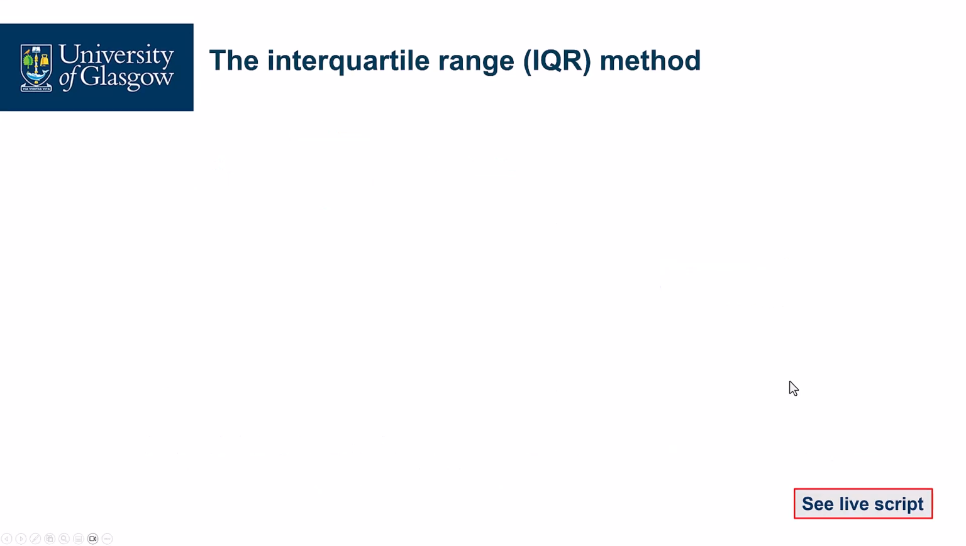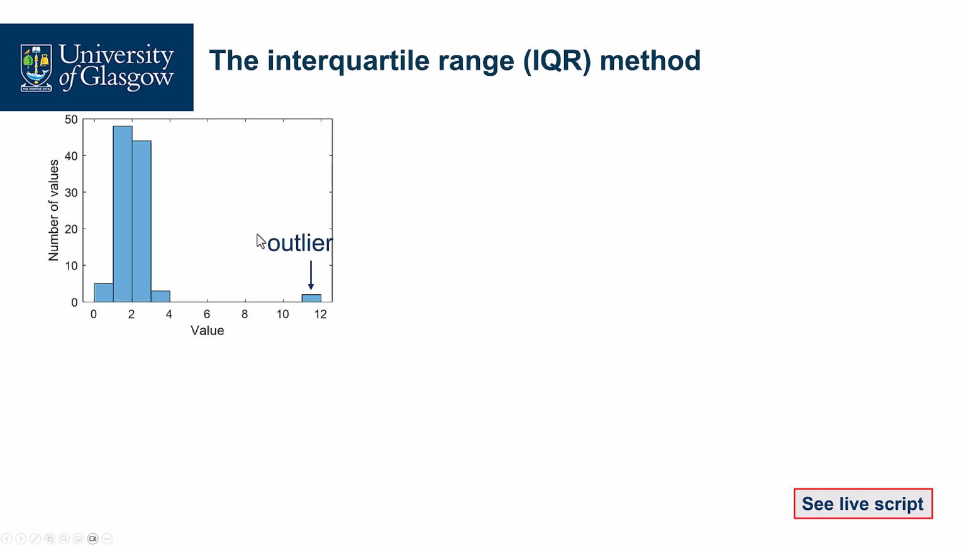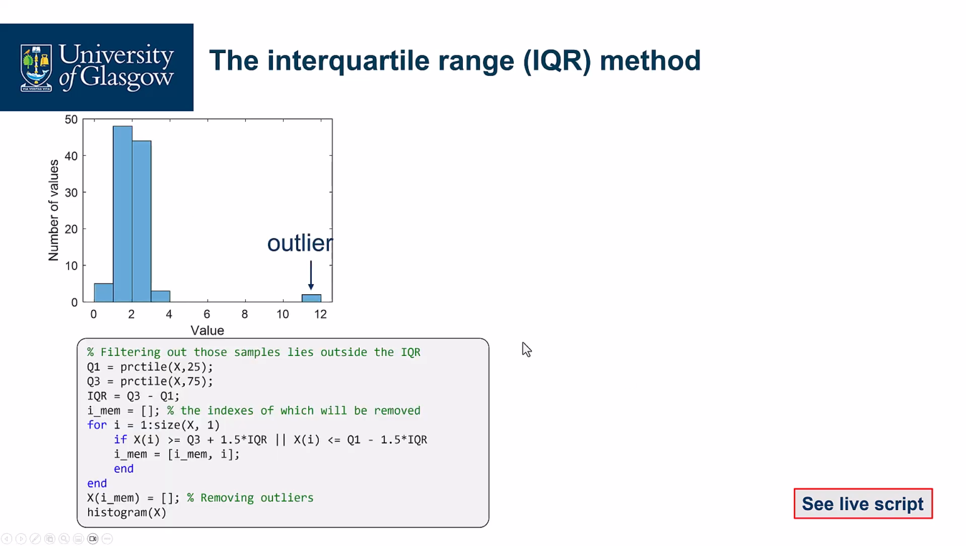So now we implement the IQR method. Again, this is the data. The program is here. So I first use a MATLAB built-in function, prctile. You can check it online to see how to use it. We can use this one to get the 25th and 75th percentiles. And now I get the IQR value.